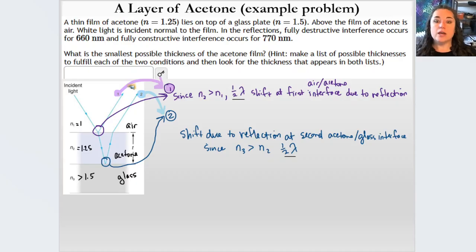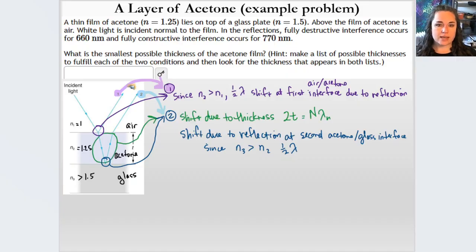And then don't forget also we're going to get a phase shift because that light goes through that layer of acetone, and that's what we're looking for, that thickness. What is the possible thickness?